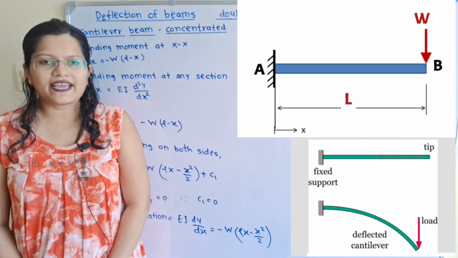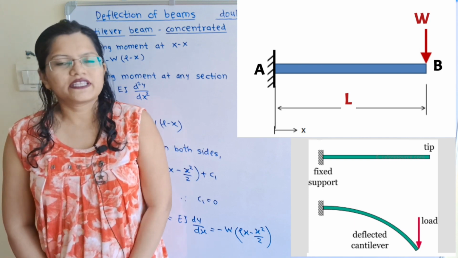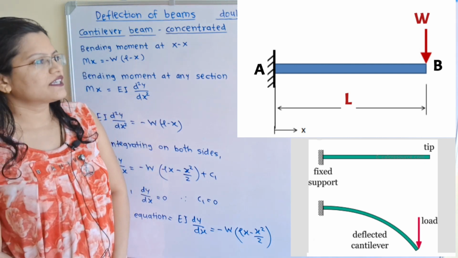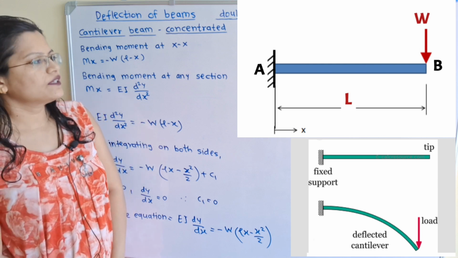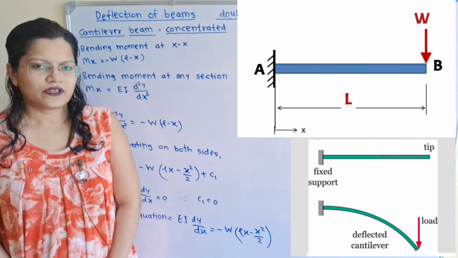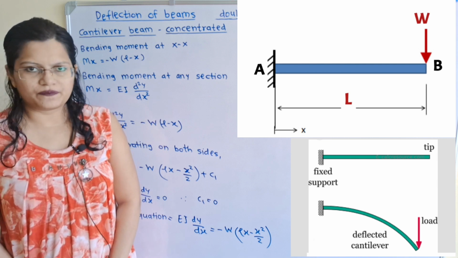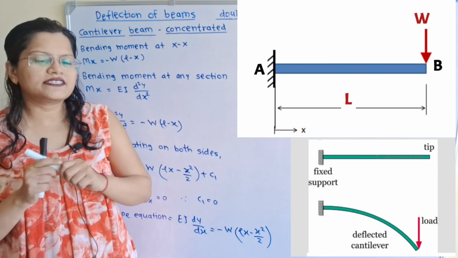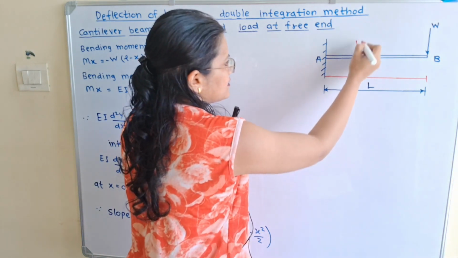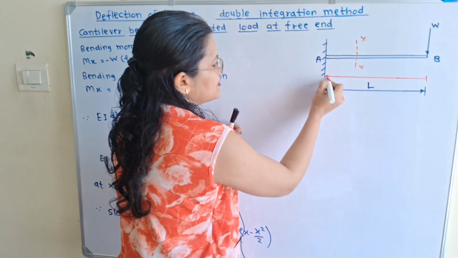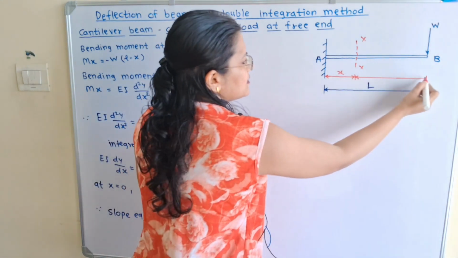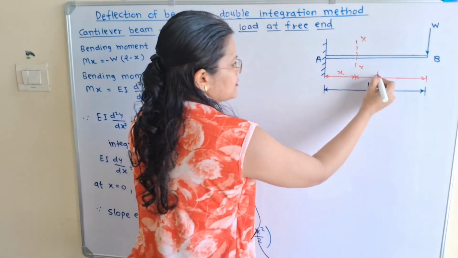If we observe the diagram, then beam AB, where the end A is fixed and at the other end B a concentrated load or point load W is applied. The total length of the beam is mentioned as L. So how to find out the slope equation? For that we will consider any section on beam AB. I will consider here the section XX at a distance x from this end A. So the remaining distance is equal to L minus x.